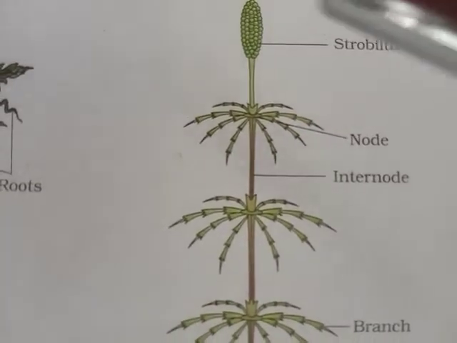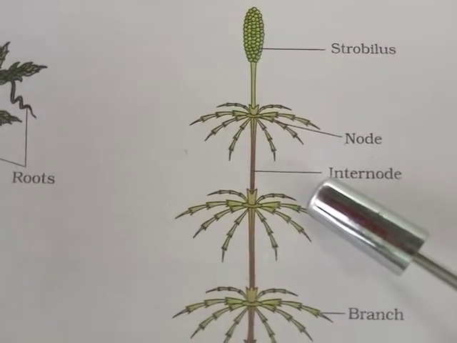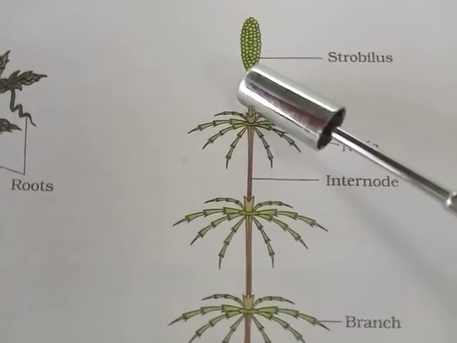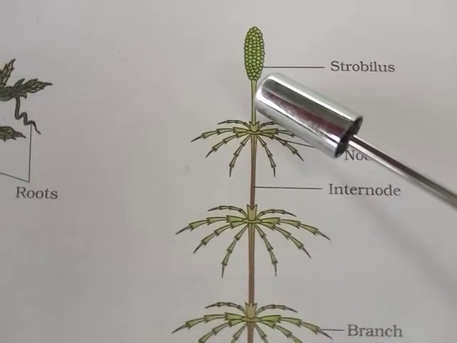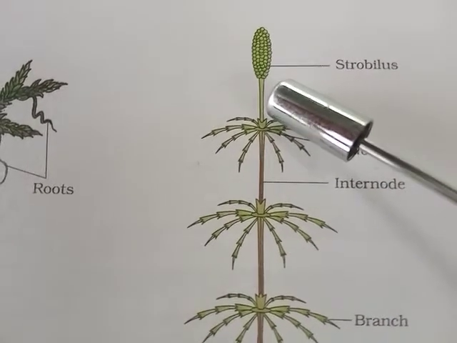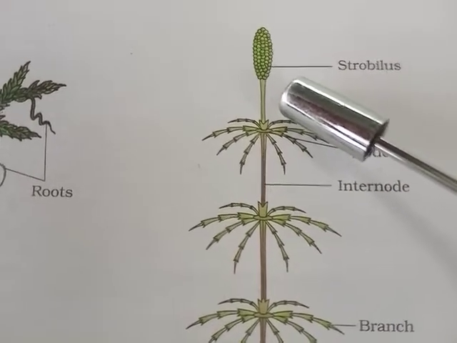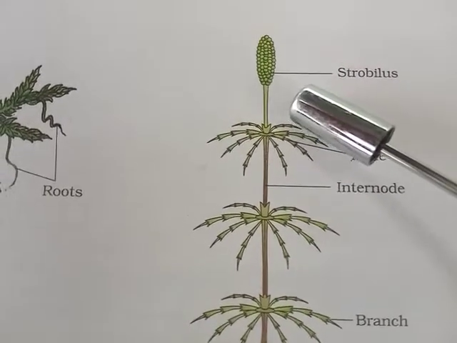For example, in the case of this member, which is Equisetum, we may observe this sporangia. It is enclosed by leaf-like structures, which are the sporophylls, and they are so compact that they form a cone-like structure, called a strobilus.